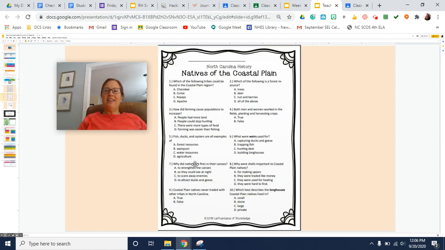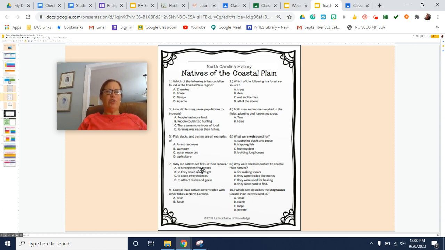Okay, welcome back. What did they use weirs for? Were they for capturing ducks and geese, trapping fish, hunting deer, or building longhouses? I hope you chose letter B. It's a special fence in the water that traps fish. Going to 7. Why did natives set fire in their canoes?